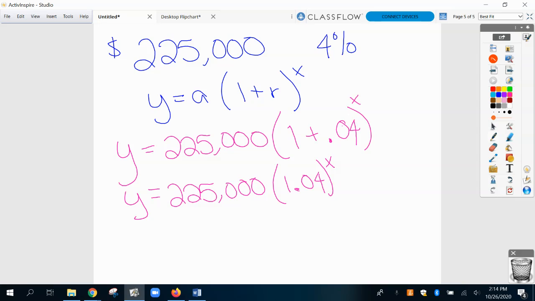Now, if it's appreciating by 4% each year, what would we want x to equal if we want to know the value of the home 10 years later? We would need x to equal 10. So I want you to plug this in for 10 and tell me what value you get of the home after 10 years. So in your calculator, you should have plugged in 225,000 and then in parentheses 1.04 up caret 10.